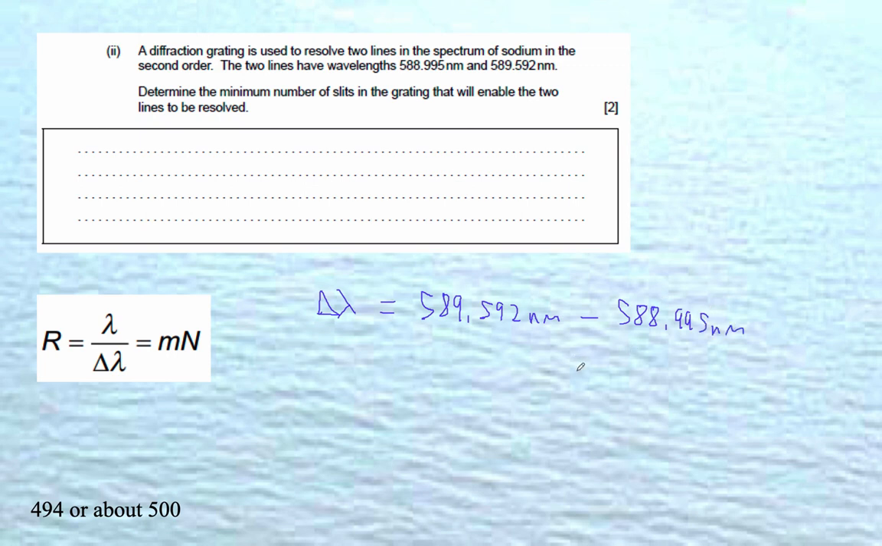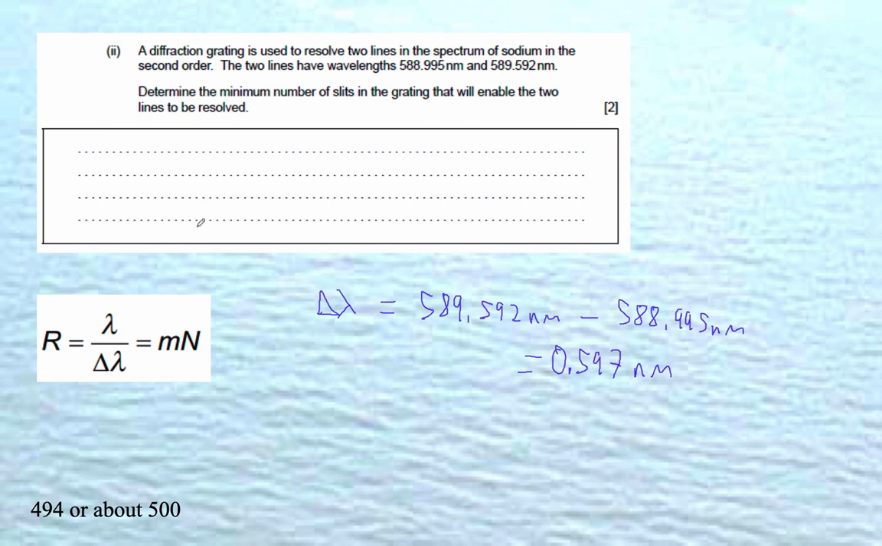I can always do that. I'm always good at subtracting, even at the end of the day. 589.592 minus 5, whoops. I said 5, but I typed a 2, 0.995. All right, here we go. So this is 0.597 nanometers, the difference.